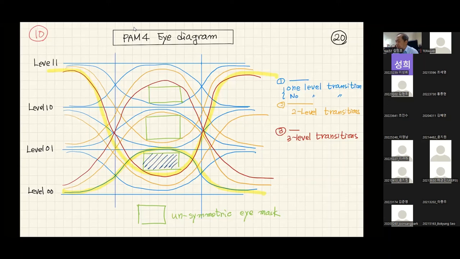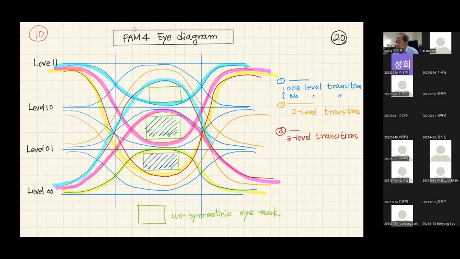The data pattern has many more cases because of the many different types of data transitions. Let's take a look at another case, from level 0 to level 2 to level 1. And another case is level 3 to level 1 to level 3. This is a typical case of a worst-case eye diagram. And the third case could be level 3 to level 2 and level 0 to level 3 and level 0. So we're going to have another eye opening case.